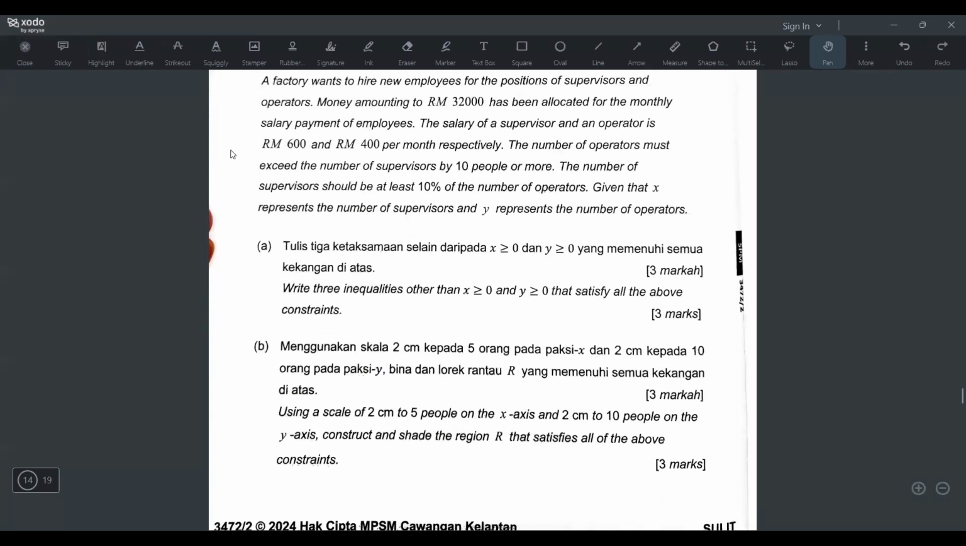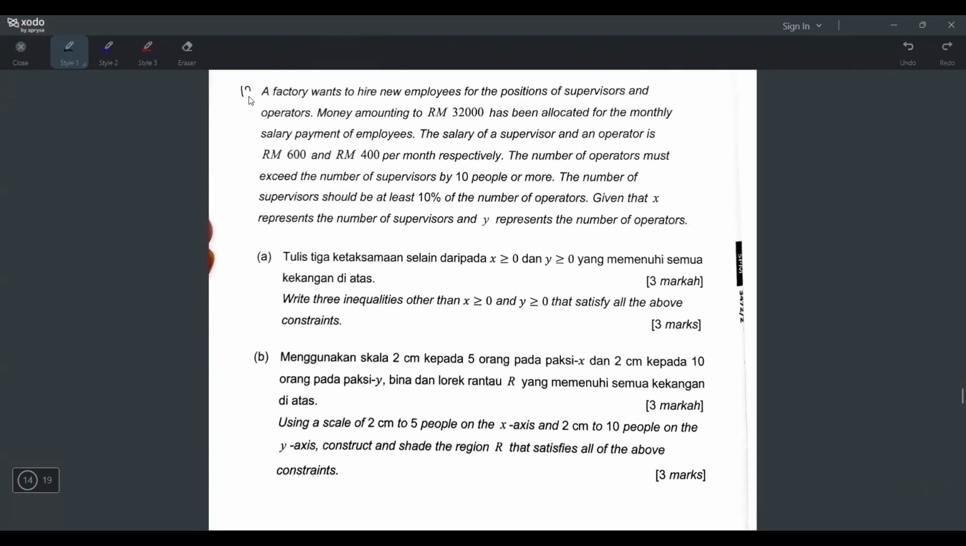Okay, so let's skip the Malay one. I'll read the English one. Okay, this one is linear programming. Confirm. Because I see it using a scale, yeah, confirm linear programming. So I have to use graph paper. Okay, a factory wants to hire new employees for the position of supervisor and operator. Money amounting to 32,000 has been allocated for the monthly salary payment of employees.